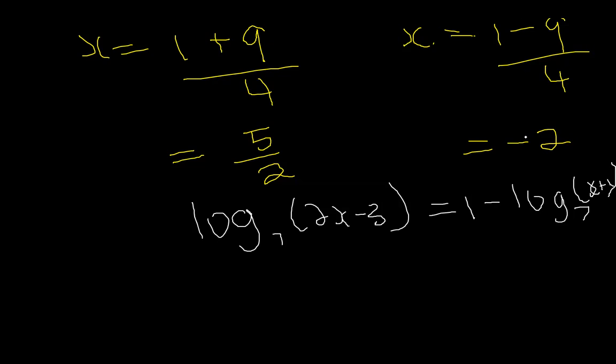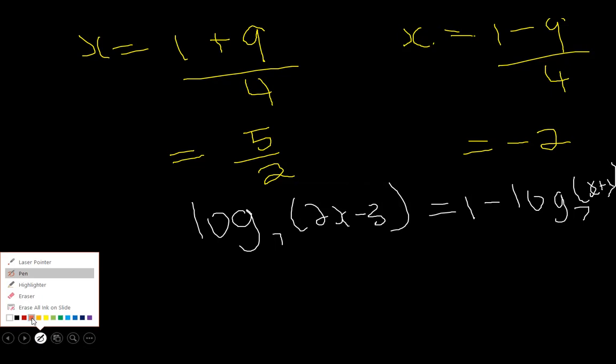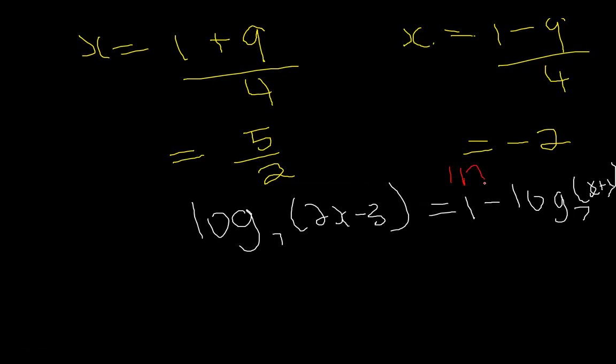But if I substitute the value minus 2 here, 2 times minus 2 is minus 4, and minus 4 minus 3 is minus 7. But we know we cannot find log of a negative number. This number cannot be negative. That's why this value, x equal to minus 2, is invalid.